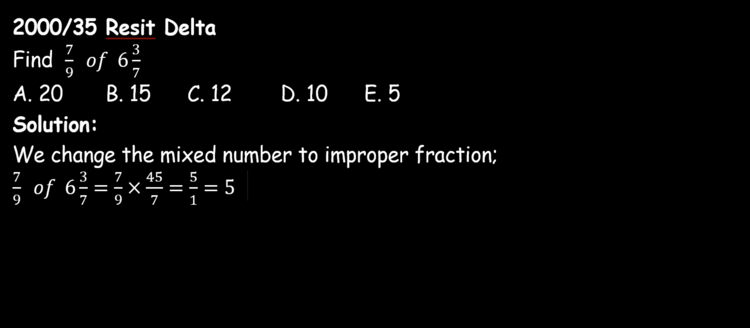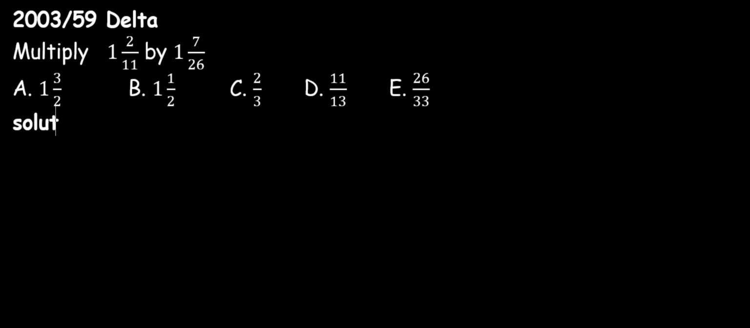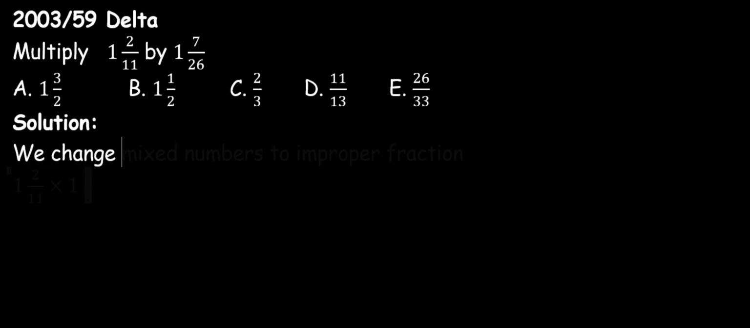Let's take another example. Multiply 1 whole number 2 over 11 by 1 whole number 7 over 26. The options are given. Solution. First, we change mixed numbers to improper fractions. Our given problem, 1 whole number 2 over 11 times 1 whole number 7 over 26, will be equal to 13 over 11 times 33 over 26.